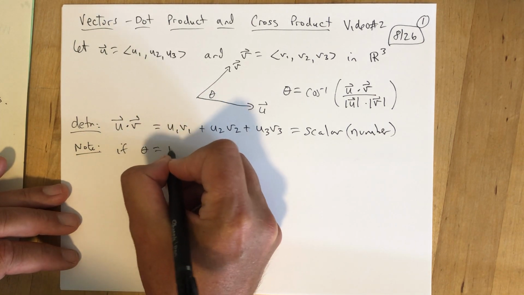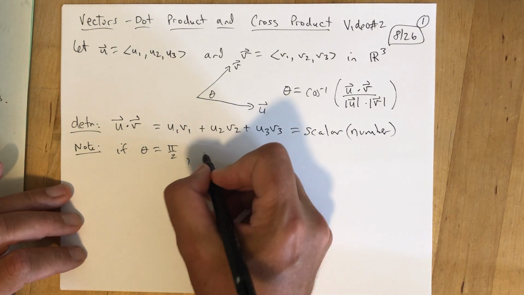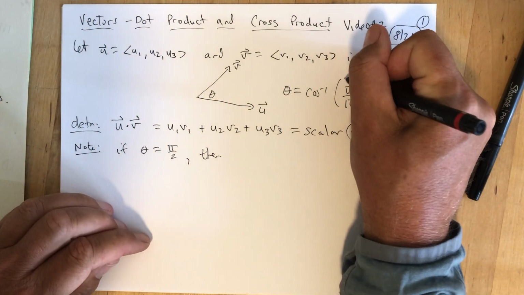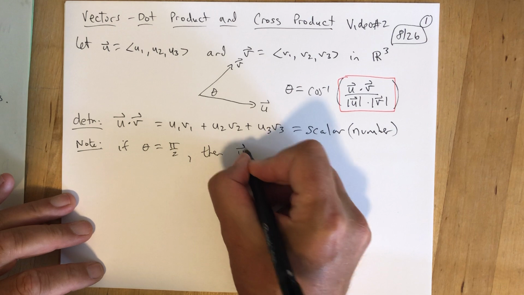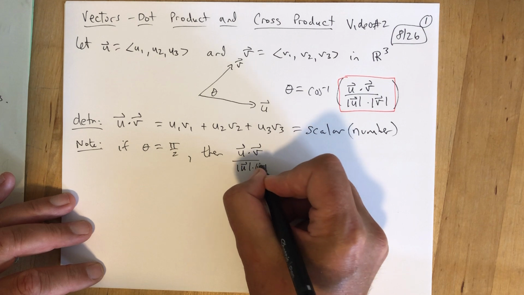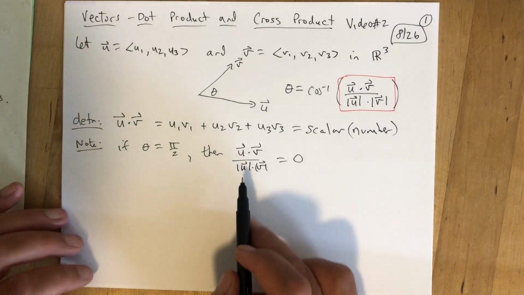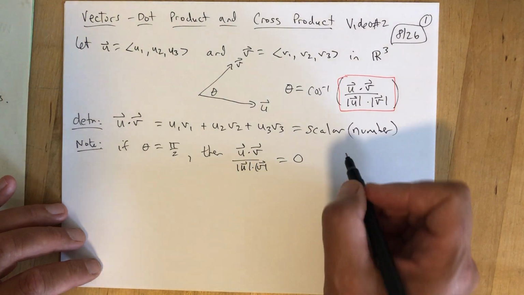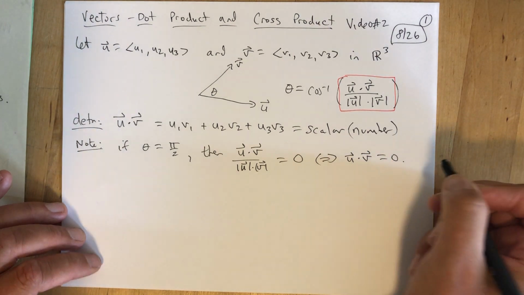Now, note, if theta is pi over 2, in other words, if this is the right angle, then this number inside the parentheses equals 0, because the cosine of pi over 2 is 0. But these lengths can't be 0 because we wouldn't have a vector. So the denominator here is non-zero. So this says that u dotted with v equals 0.